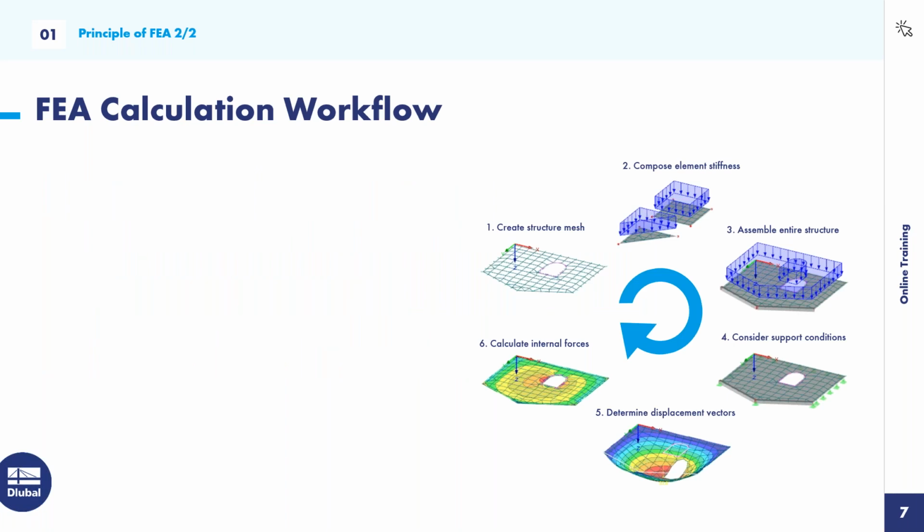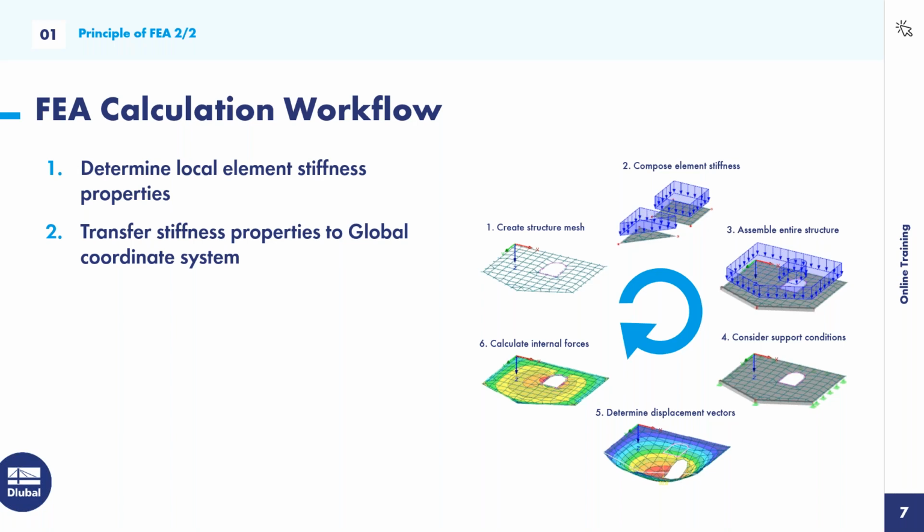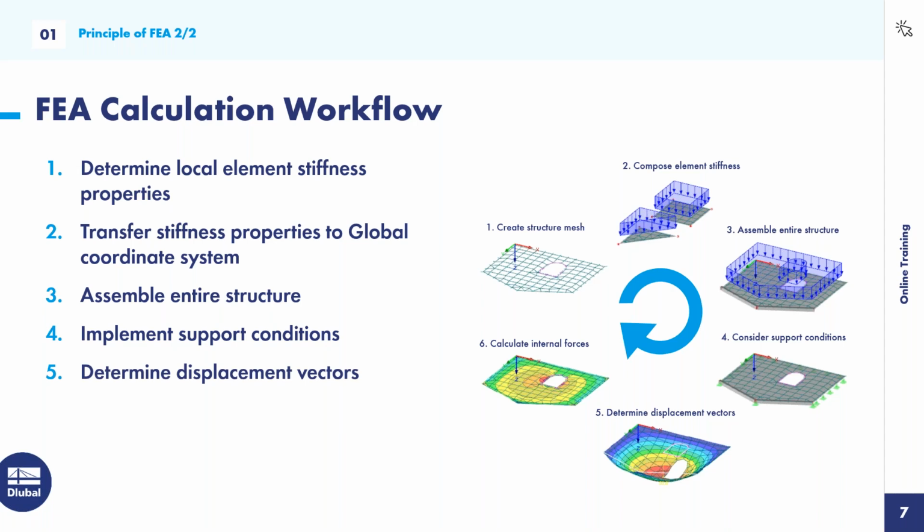The next thing to go over is the FEA calculation workflow. You can see on the right-hand side, we have a workflow for how the calculation is done within software. The first step is to determine the local element stiffness properties. Then the next step is to take those local stiffness properties and have them transferred into the global coordinate system. Then the third step is to assemble the entire structure. Then the boundary conditions or supports are defined. These could consist of sliding, rigid, or hinge supports. Then the displacement vectors can be calculated by solving the system of equations like I mentioned before. And lastly, the support forces and internal forces can be determined.